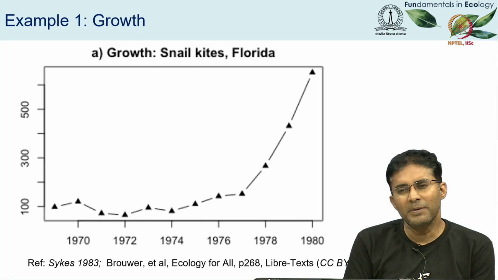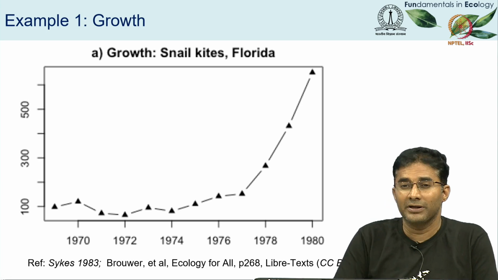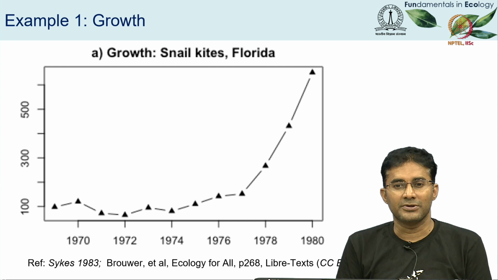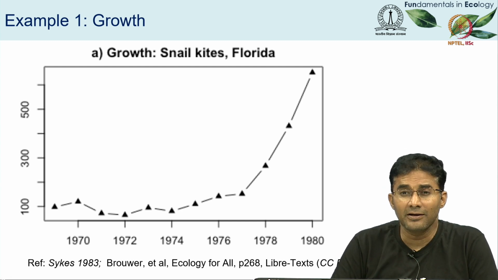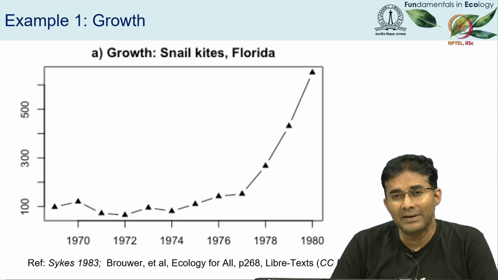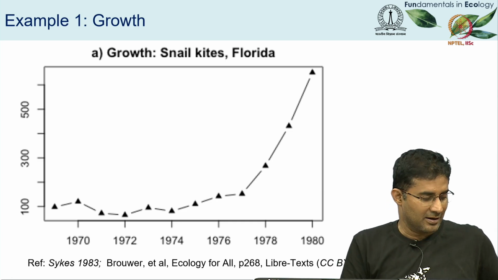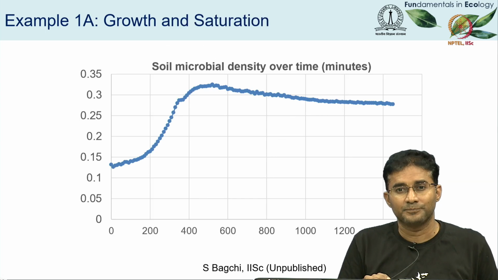Okay. So, let me begin with a bunch of examples to motivate why we would like to study populations and what is the role of quantitative features in doing so. Here is an example of a growth curve, how the population of snail kites was very low in number and began rapidly increasing over time. This is an example of growth. In the study duration, the population kept on increasing, although it remained at low numbers for several years.